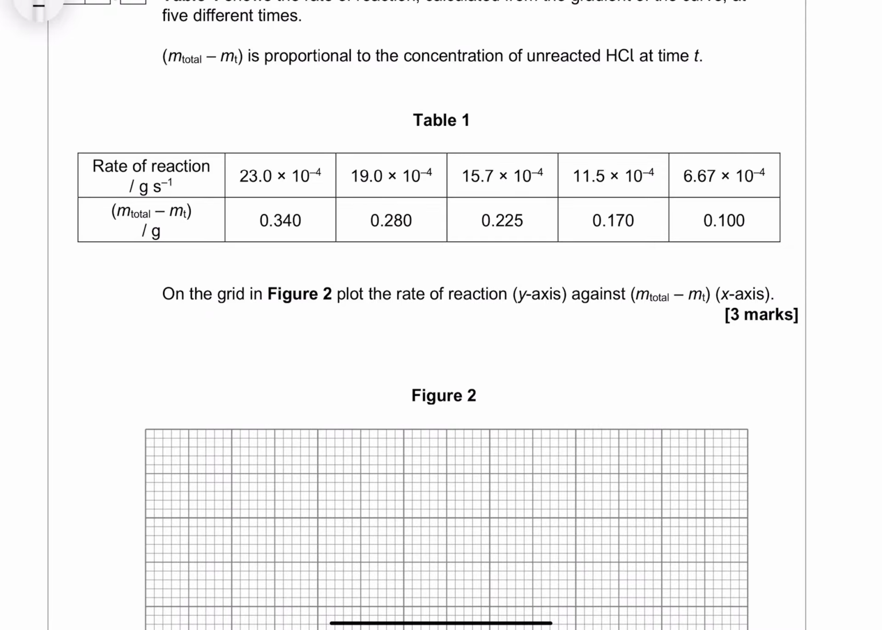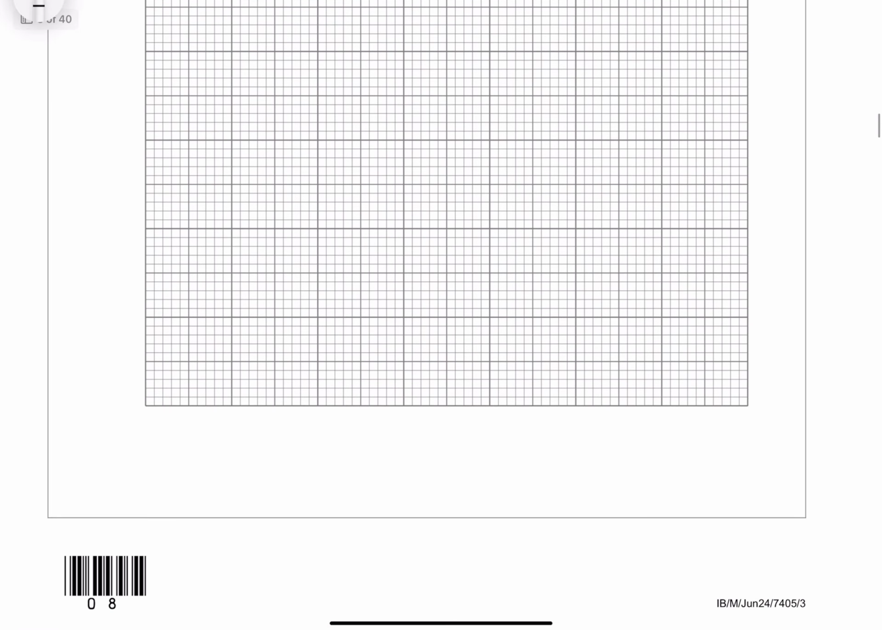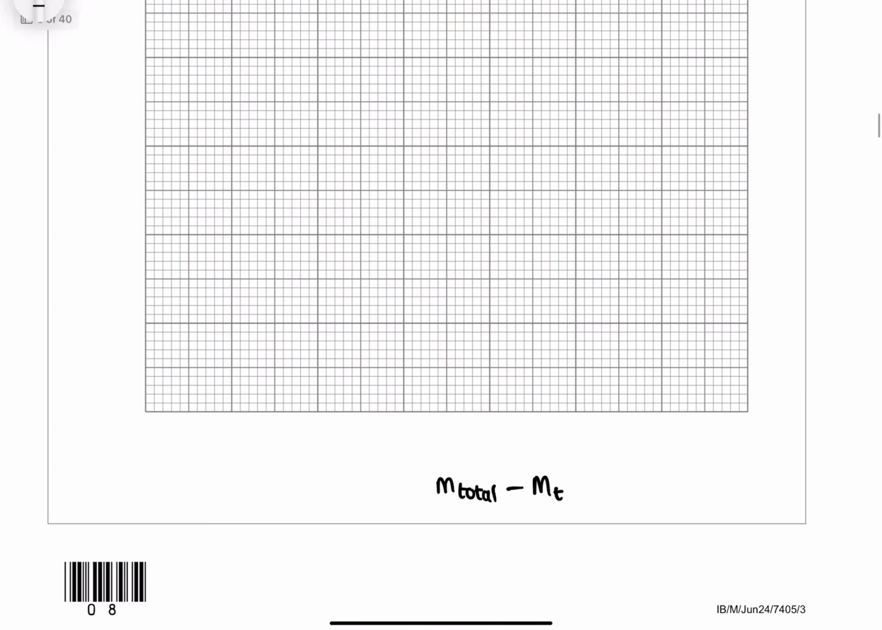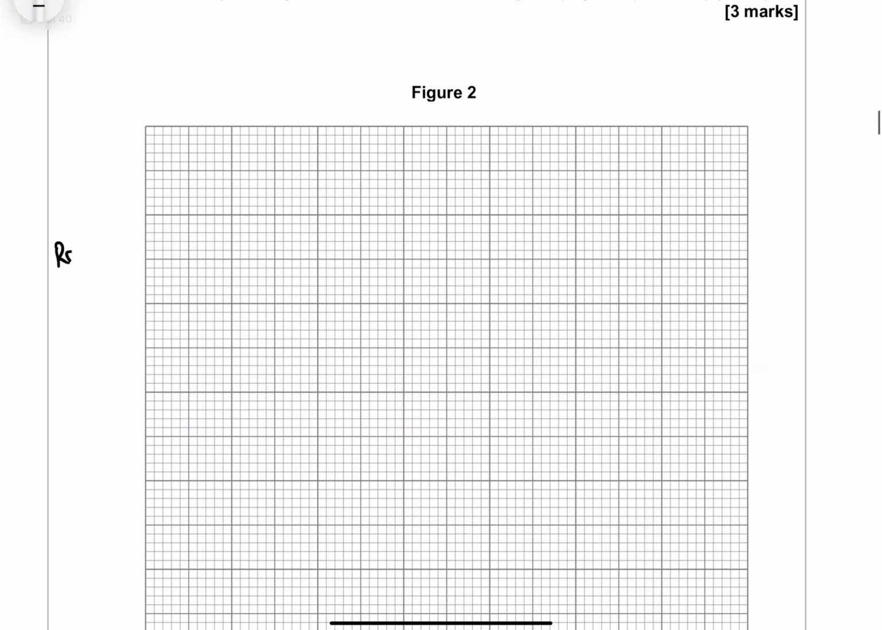We've got some values and we have to plot them onto the axes, so we're going to have to draw our axes ourselves. We want rate up the side and concentration of HCl along the bottom. And the concentration of HCl is the M total minus MT, so we want the M total minus MT, and the units are in grams along the bottom. And then up the side we want rate in grams per second.